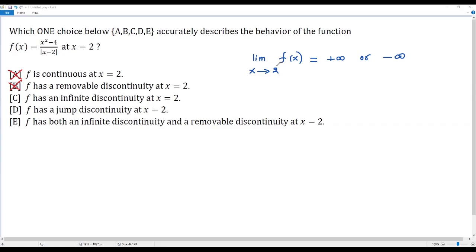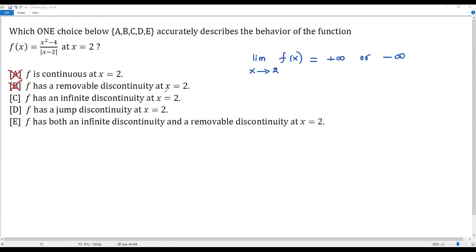Please notice that I am saying ordinary limit or double-sided limit because I don't mention a positive or negative sign on the top right corner of 2. So it's a double-sided limit. When I evaluate the double-sided limit at x equals 2 for the function f of x, the result must be either positive infinity or negative infinity. That is, when x approaches 2, the value of f of x must approach either positive infinity or negative infinity, that is, be unbounded. Then we can say the given function has an infinite discontinuity at x equals 2.